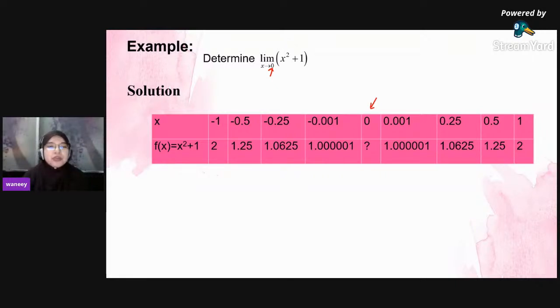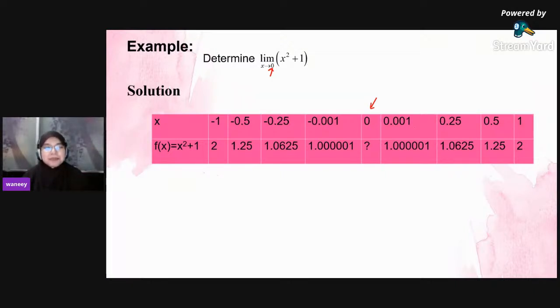So you can easily try to substitute the values as x approaches 0 from the left hand side. If you substitute negative 1, you get 2. You substitute negative half, you get 1.25. You substitute negative 0.25, so this is negative 1 over 4, a quarter, you get 1.0625. You substitute negative 0.001, it will become 1.000001. If we go approaching 0 from the right hand side, you substitute 1, half, a quarter, and 0.01.